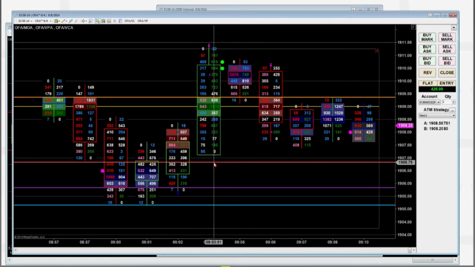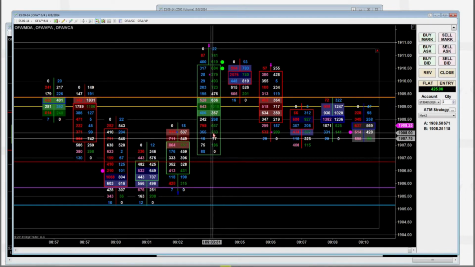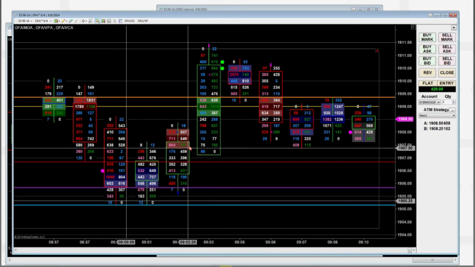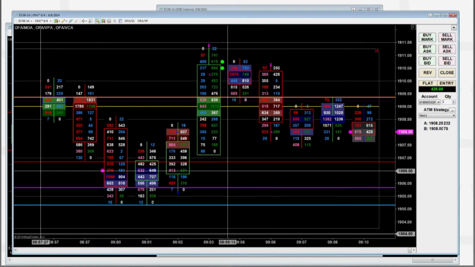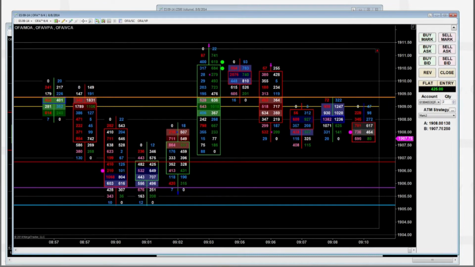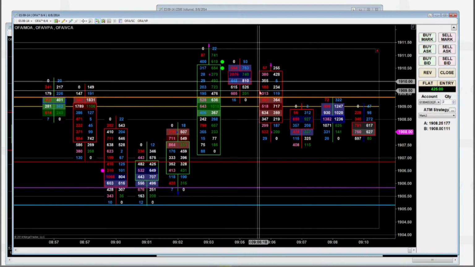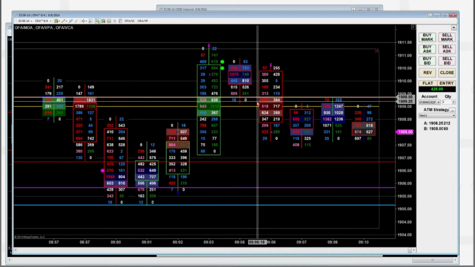1, 2, 3 ticks. And my perspective on all of this weakness was if it finally came back through this low volume area, then the likelihood is that it was going to keep moving back up to that 1909 level, which would give me at least an initial scale.